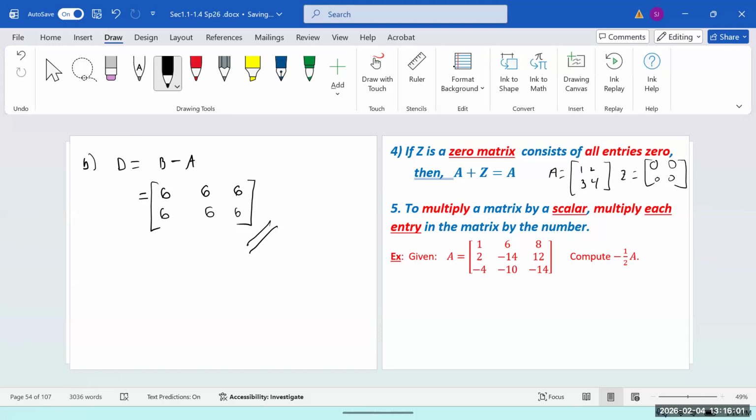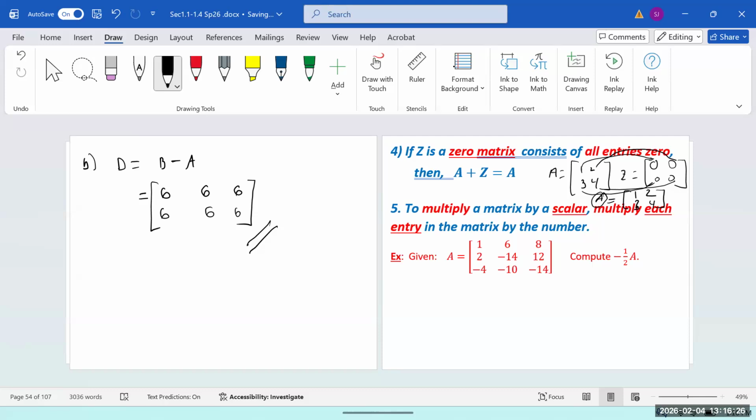Now, if you add 1 plus 0, you get 1. 2 plus 0 is 2. 3 plus 0 is 3. 4 plus 0 is 4. So you get the same original A matrix back. So in other words, adding a zero matrix or subtracting a zero matrix with any matrix doesn't change anything.